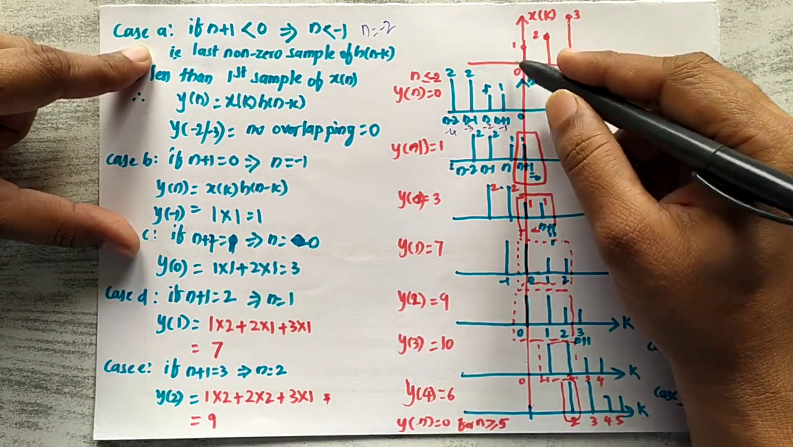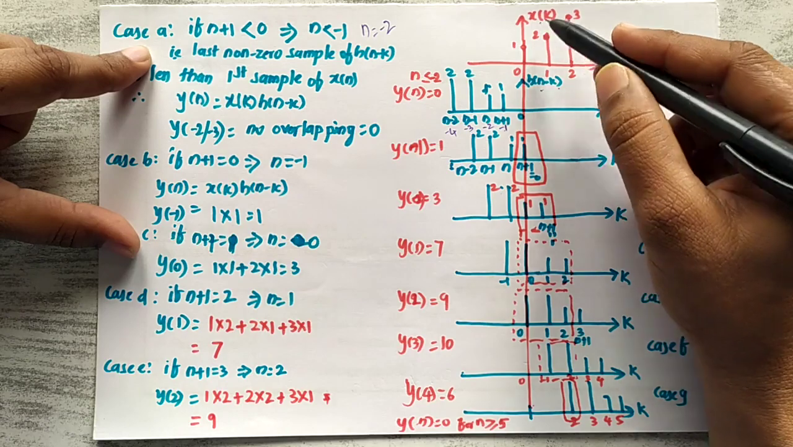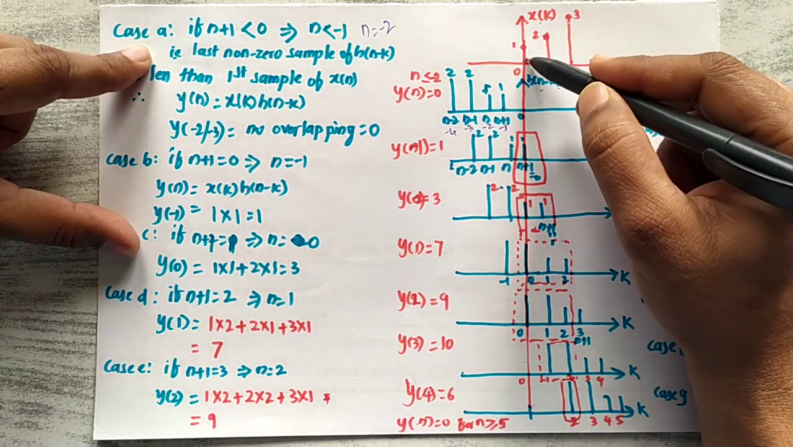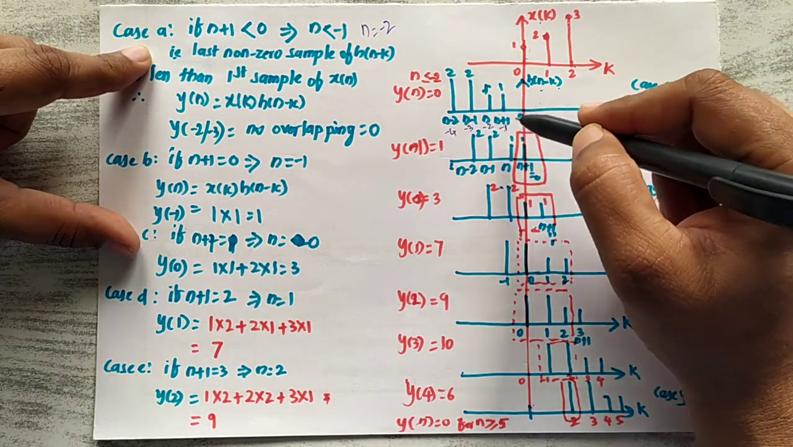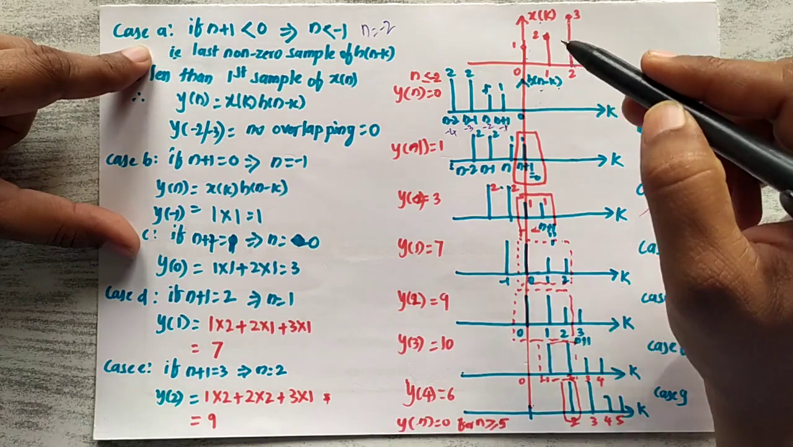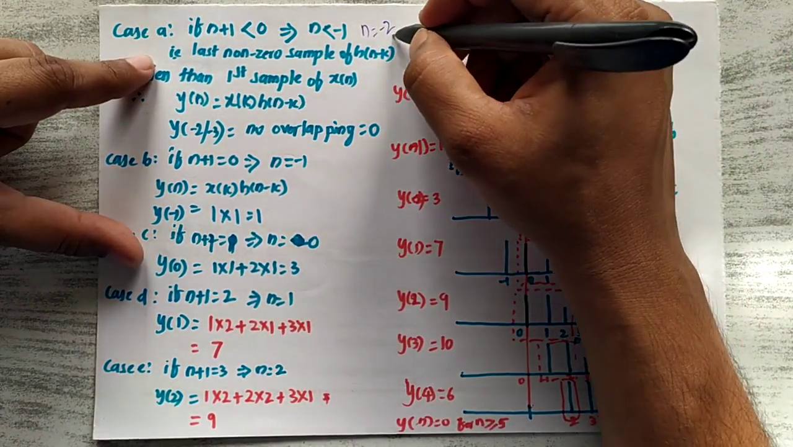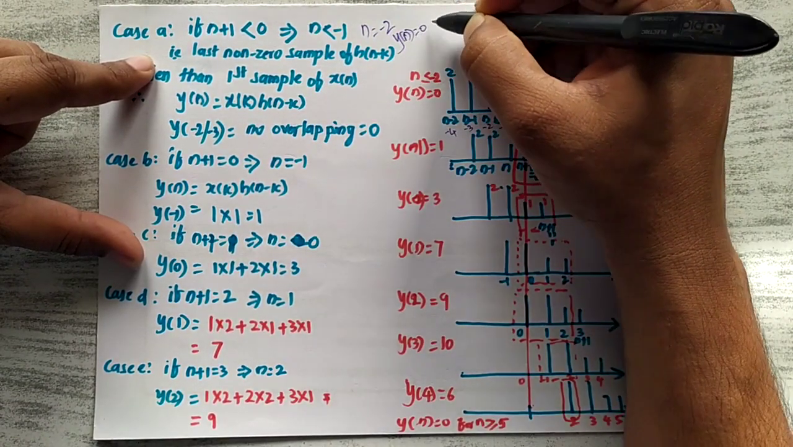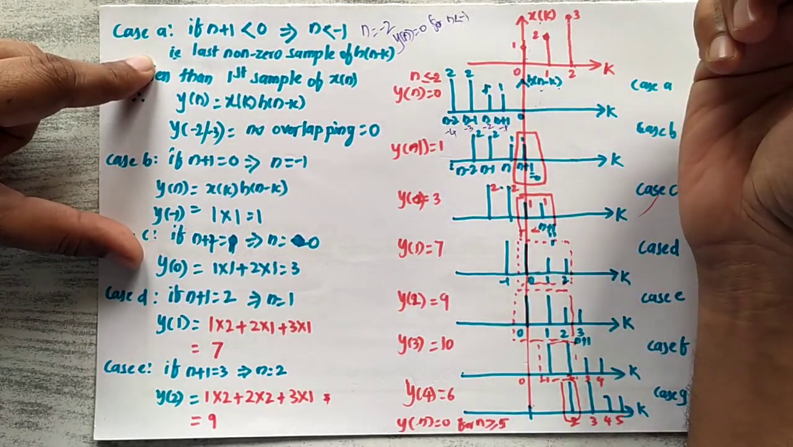So find the overlapping regions between h of n minus k and x of k. Obviously there is no overlapping here, because one starts at 0 and at 2, and the other starts at -4 and at -1 according to this example. So there is no overlapping. That's why for this case y of n is 0, for n less than -1.